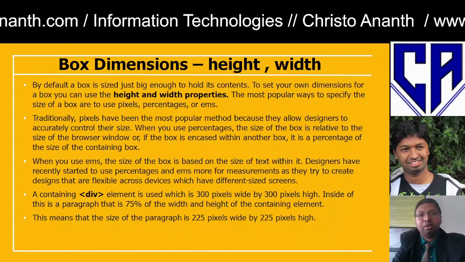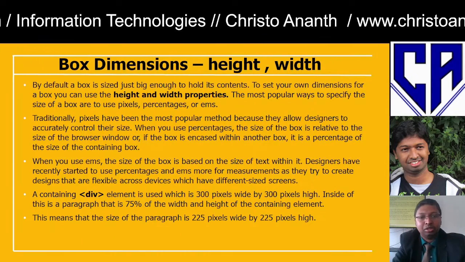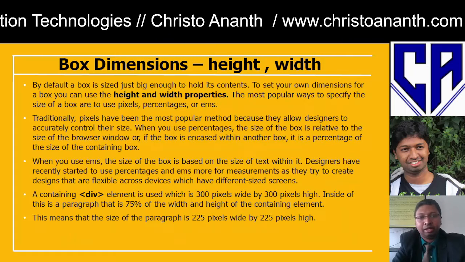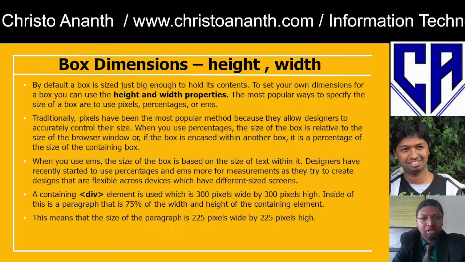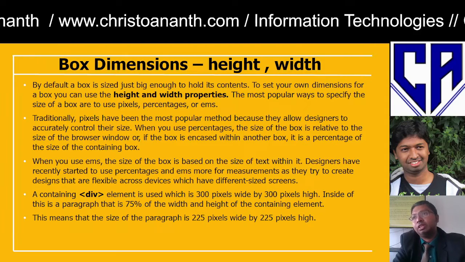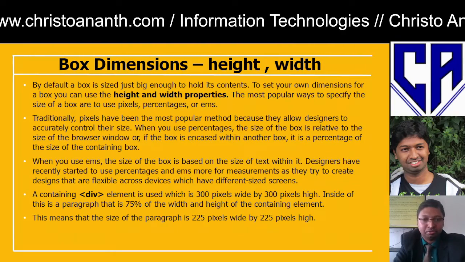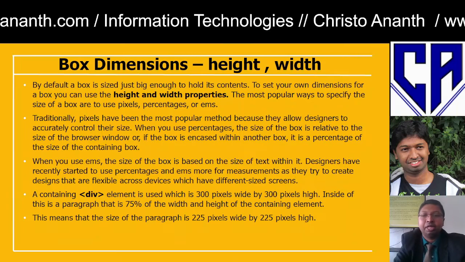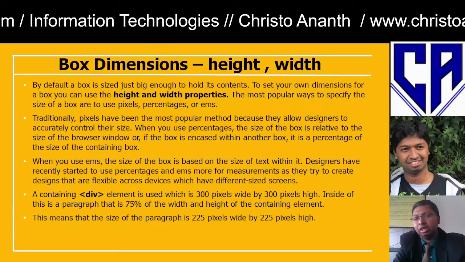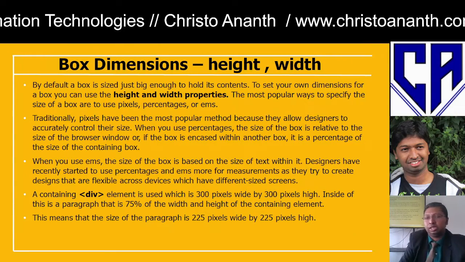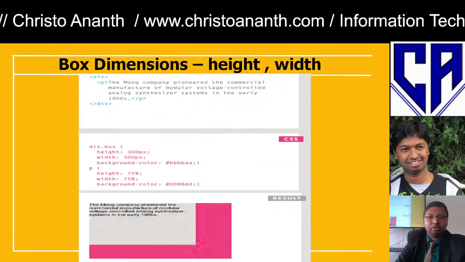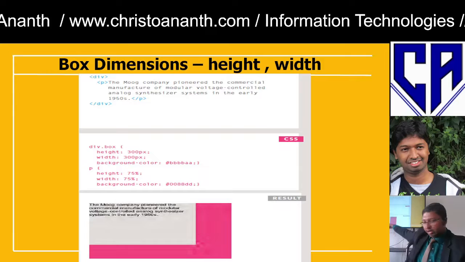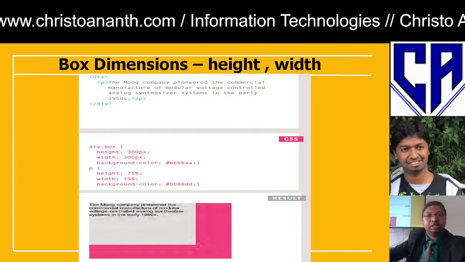So you can specify the box dimensions, height and width also. For that we'll have the div element. So we'll have like 300 pixels wide by 300 pixels height. So the paragraph you will have like 75% width and height, that you can specify. You can specify the size of the paragraph like 225 pixels wide by 225 pixels high. So that also you can specify. So this is a very good example of how you display the box dimensions.